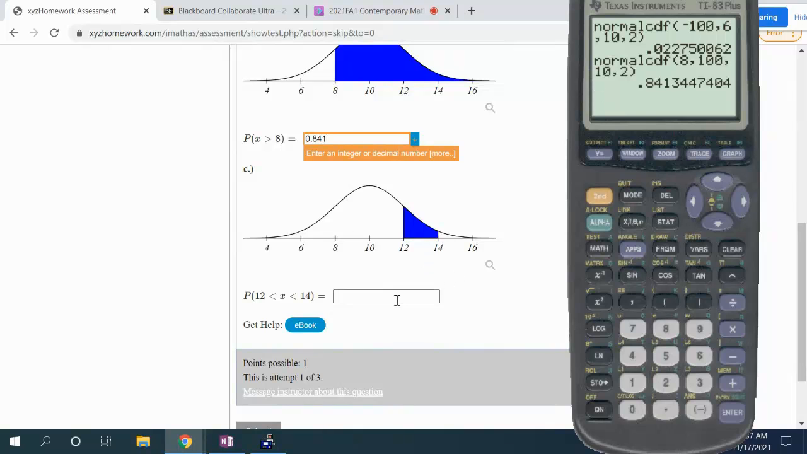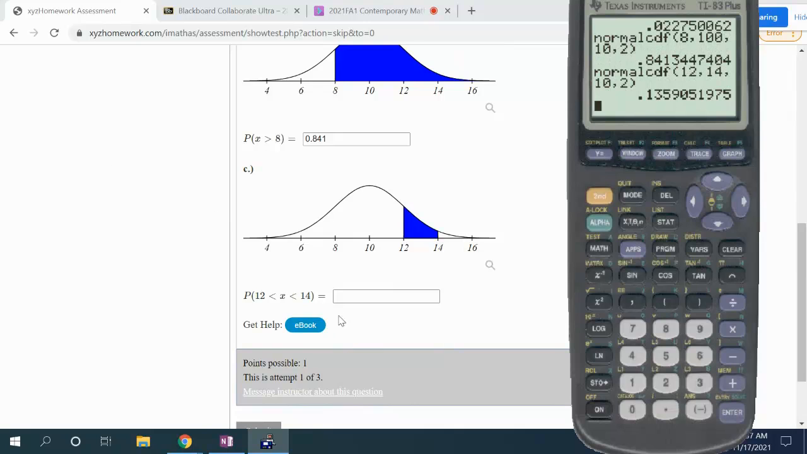And if we take a look at the last example, we want the probability of X being greater than 12 and less than 14. Once again, I'm going to use the normal CDF. I'm going to use the lower limit of 12, the upper limit of 14, 10 is the mean, 2 is the standard deviation, and we have 0.136.